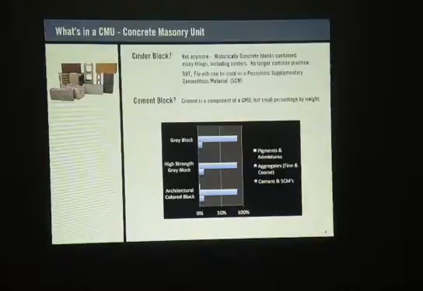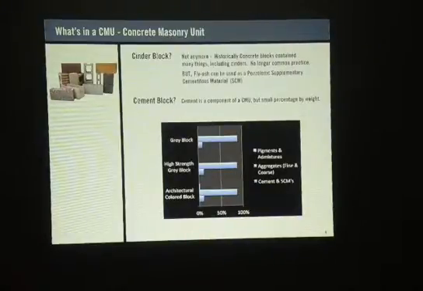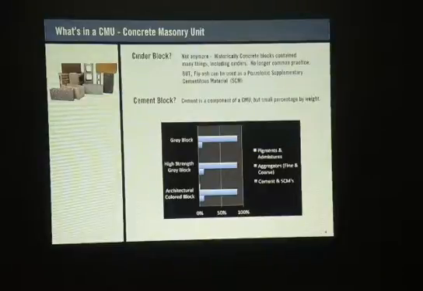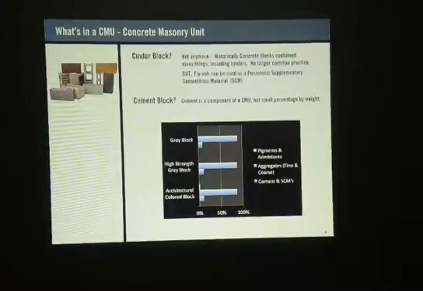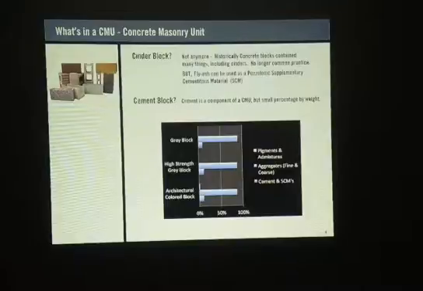Okay, what is in a CMU, concrete masonry unit? Cinder block, okay? Just a show of hands. Has anyone here ever worked on projects where you've had CMU, concrete masonry units? Raise your hands. Great, okay, good amount of people. For those of you who haven't, I was with you 5 months ago. I didn't know anything about CMU except to look at it and say, well, that looks pretty, and it's durable.